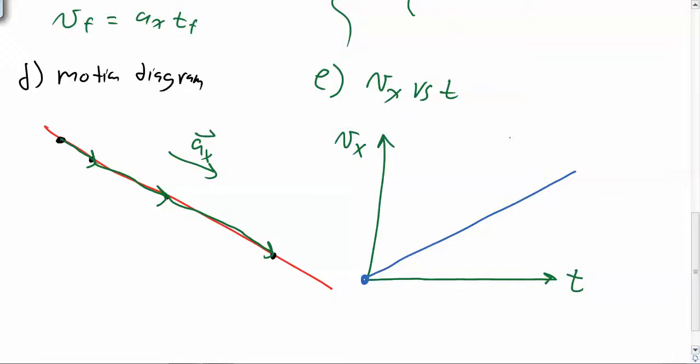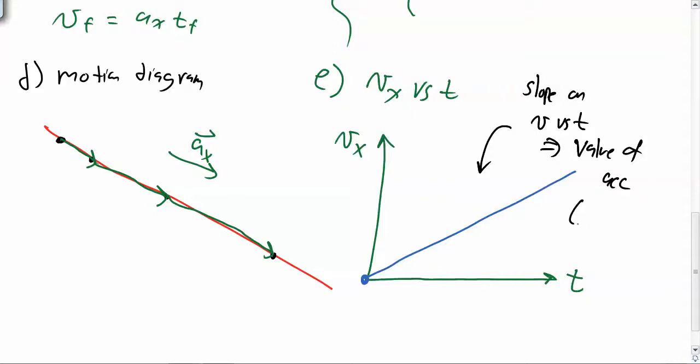And we remember from chapter 3 that the slope on a velocity versus time graph gives us the value of the acceleration. So the acceleration in our problem is a positive constant, so that means that the slope needs to be a positive constant. The shape of a figure that has a positive constant slope would be a diagonal straight line that is moving upwards.